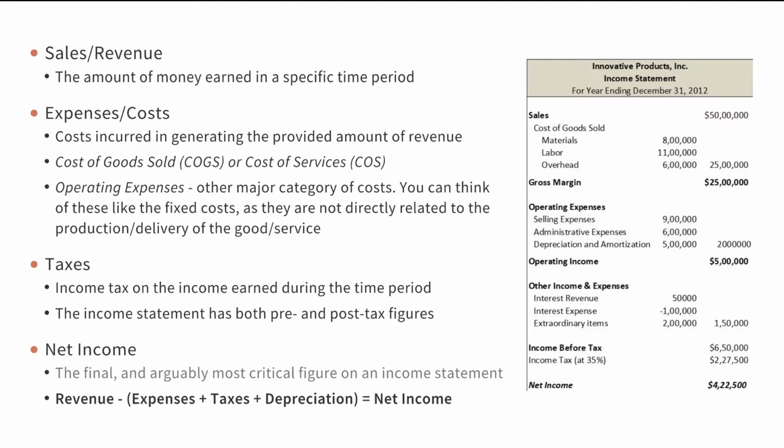Most notably is the income tax on the income earned during the time period. The income statement also has both pre- and post-tax figures, so you have an idea of how much the company paid in taxes during a particular time period. And finally, we have net income. This is the last and arguably most critical figure on an income statement. In order to get net income, you first add up all of the expenses, taxes, and depreciation that your company incurred over a particular time period. Then you subtract that figure from revenue, and that will give you your net income.